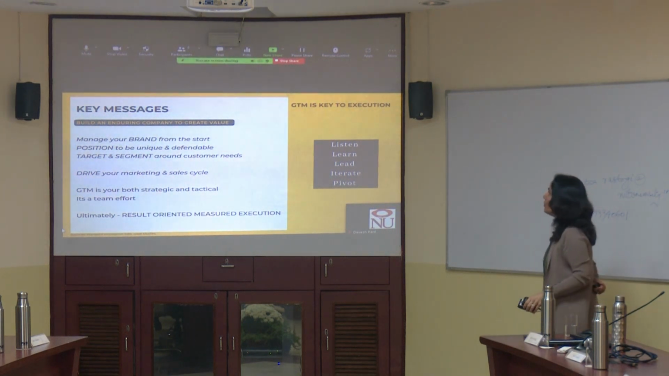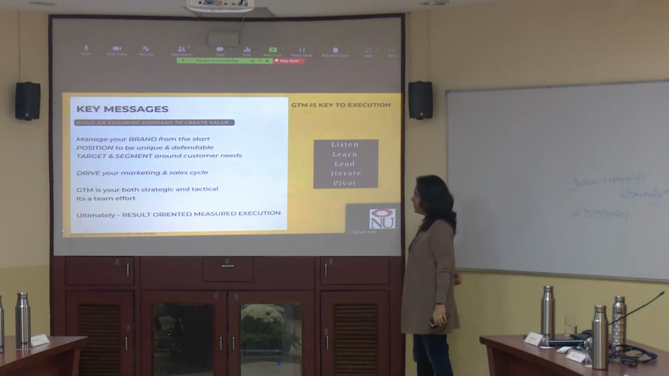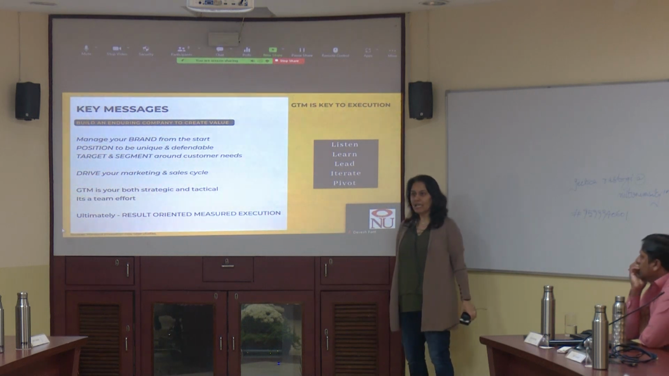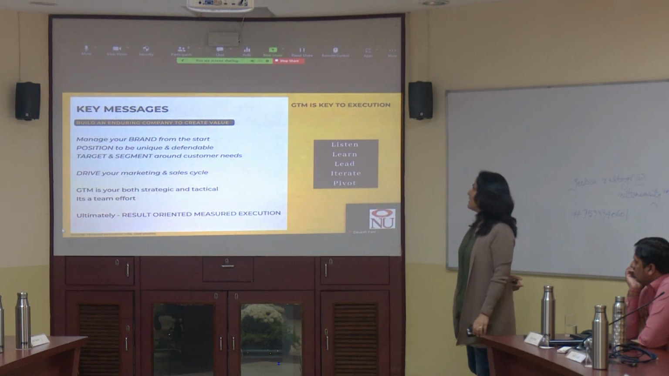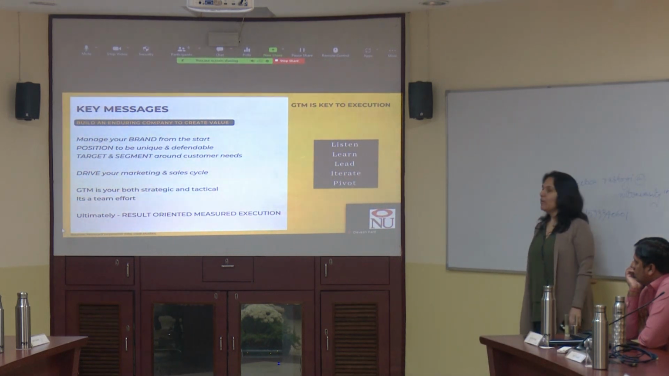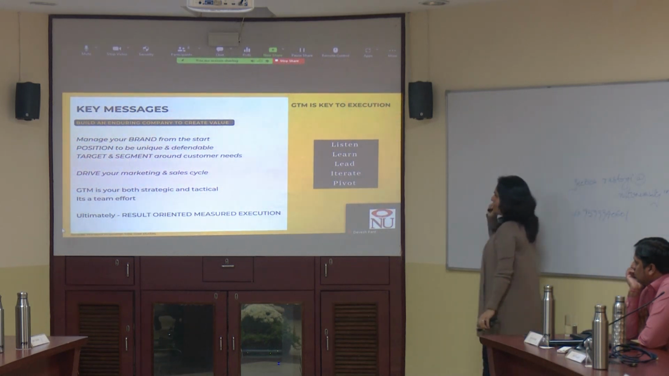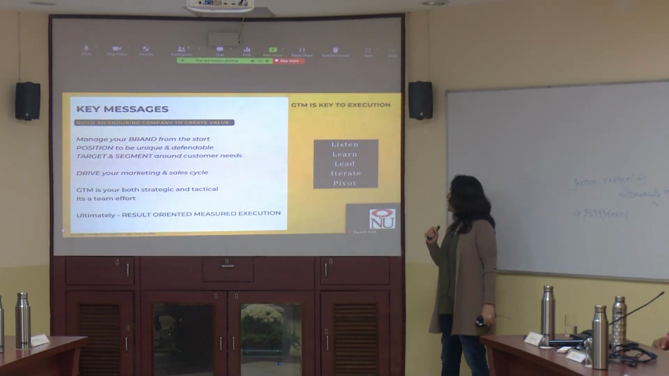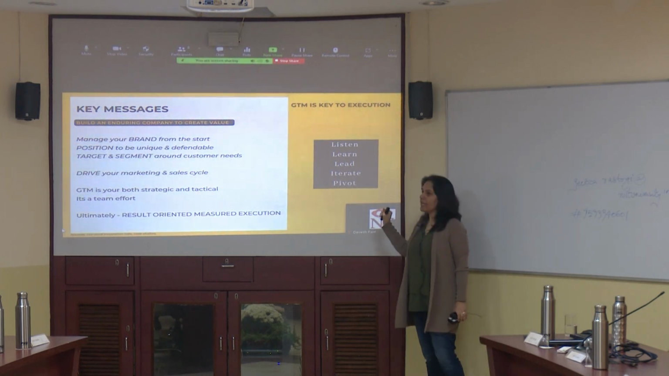In terms of managing your brand from the start, position something which is very unique and defendable, target based on needs which are enduring, drive your marketing cycle. Rashmi, even if you don't like cars, you love them. And GTM is strategic and tactical, but everything has to be measured because, guys, this is not about writing your values alone. It's about execution: measure, execute, measure, execute, measure. Because you have to earn trust, right? So listen, learn, lead, iterate, and pivot very quickly.